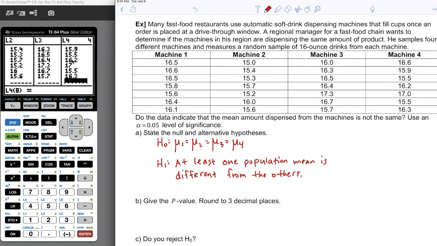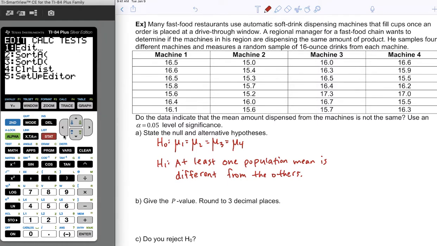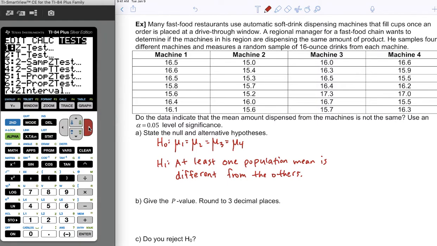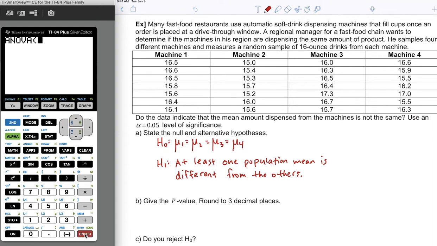Now we need to go to the ANOVA test. So we go to Stat, arrow over to Tests. ANOVA is the very last one. So if you press the up arrow, there it is, ANOVA, and then press Enter. Now you need to tell your calculator how many lists that you used. It doesn't know until you tell it. So I'm going to put L1, comma, L2, comma, L3, comma, L4. Make sure you don't leave one out because that will really change your p-value. So I made sure I put all 4 lists separated by commas, and then you press Enter.